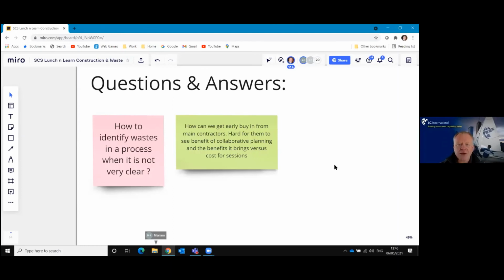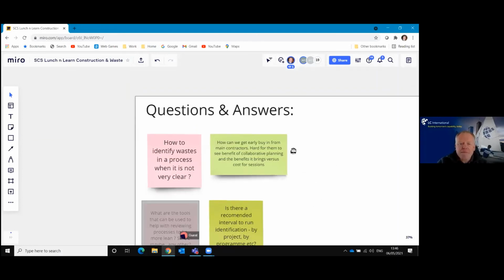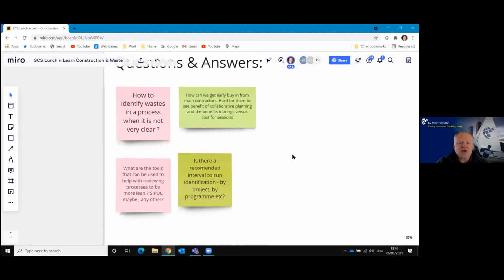We need to think about how we open up that dialogue right from the very start and understand what's causing us frustration across the team, and have that open, fair discussion around what those challenges are and where they are.